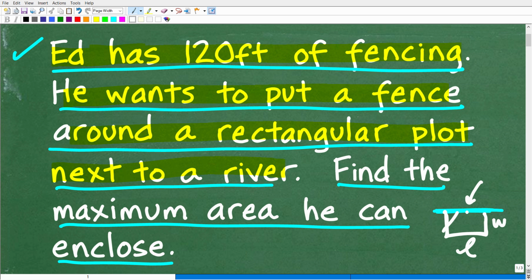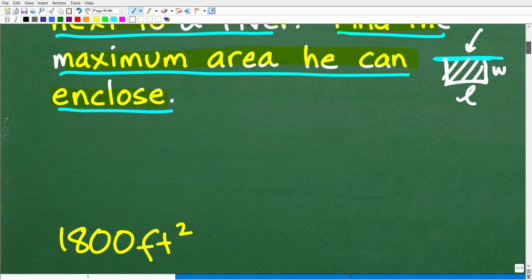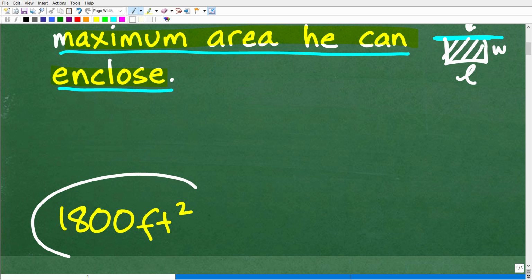But the objective here is to maximize the area that he can enclose. So that obviously is the question. Find the maximum area that he can enclose with this amount of fencing. All right, so hopefully you understand the question and hopefully you got the right answer, which is 1,800 square feet.